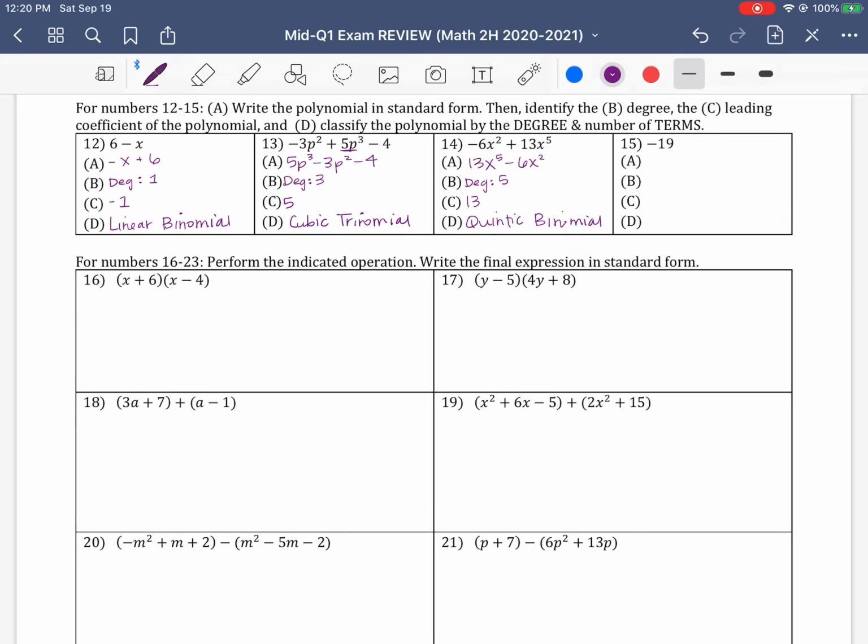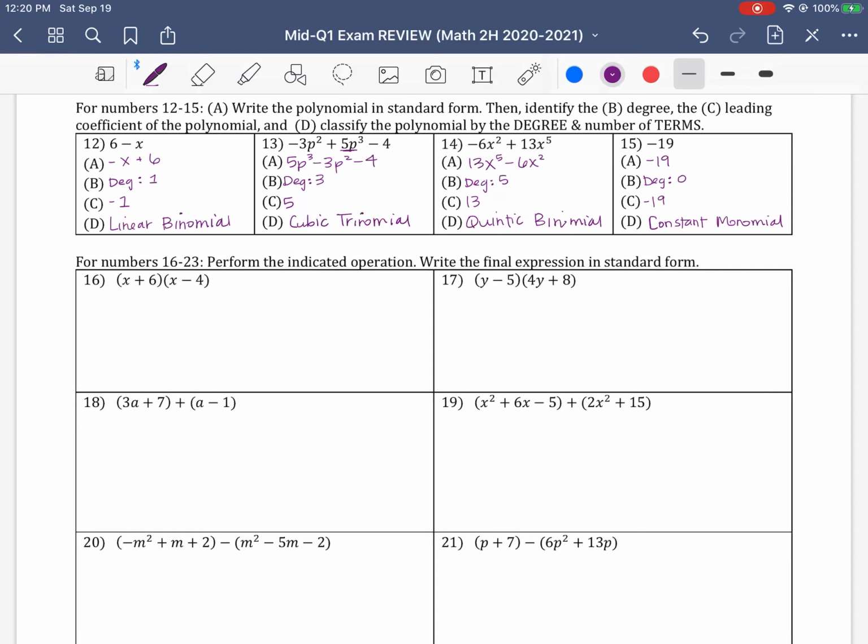The last one, just 1 value, so we're going to call this standard form there. It's its own term. The degree on this one, if there's no variables, is 0. It's its own leading coefficient, and this one is just a monomial, but because there's no variables and the degree is 0, we call it a constant monomial.